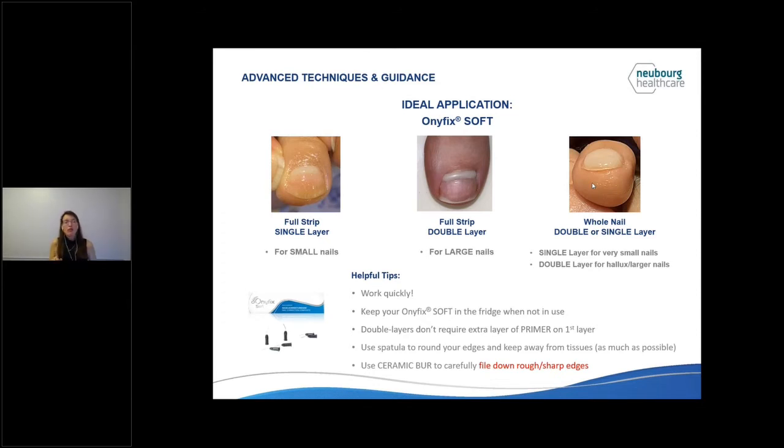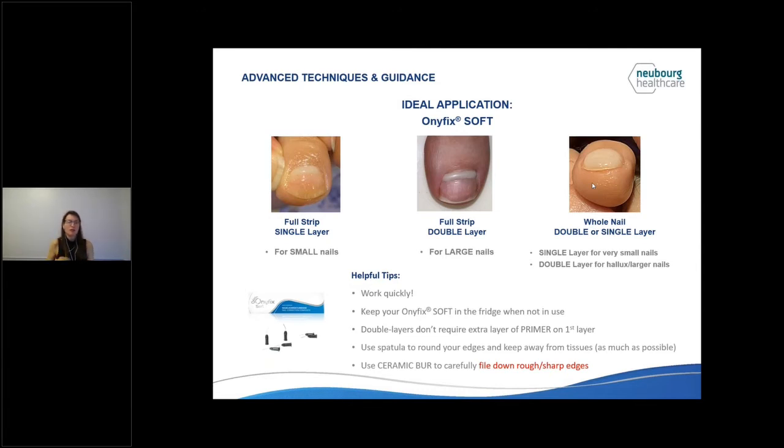Now, one thing to just, again, a little bit of a tip. When we say double layer, first of all, you're going to roughen and prime your nail the same way that you would for any Onyfix application. If it's a single layer strip, whether it's a single strip or a whole nail single, the point is apply that first, harden it, wipe off the residue, and then apply a second layer over the first hardened strip.